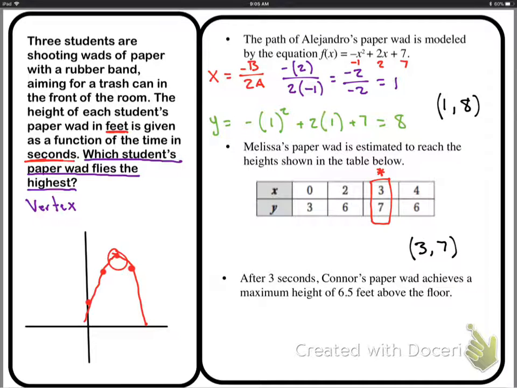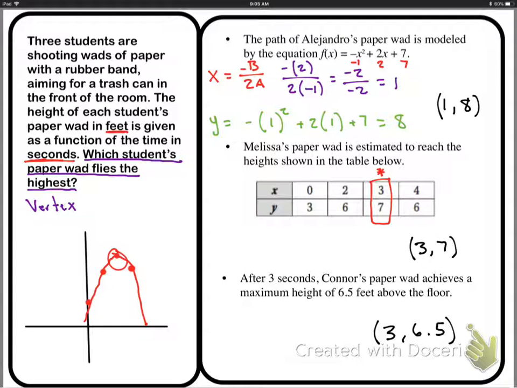And now Connor, we're given a statement for his vertex. So after 3 seconds, Connor's paper wad achieves a maximum height of 6.5 feet above the floor. So after 3 seconds, x is seconds, it reaches a maximum height of 6.5 feet. So that's his vertex there, right? The maximum occurs at the vertex.